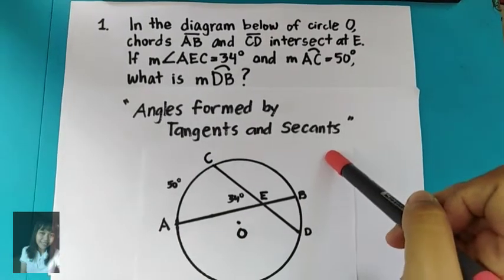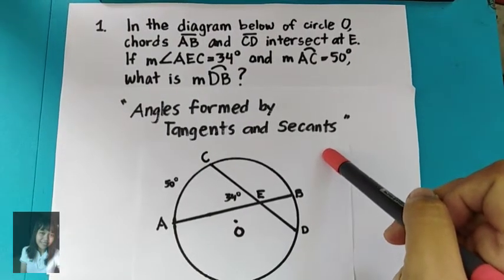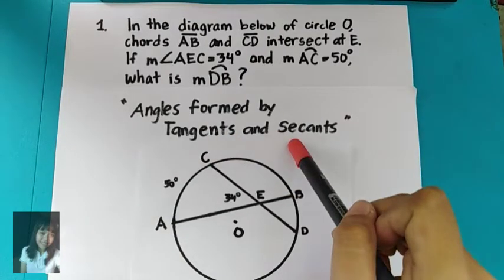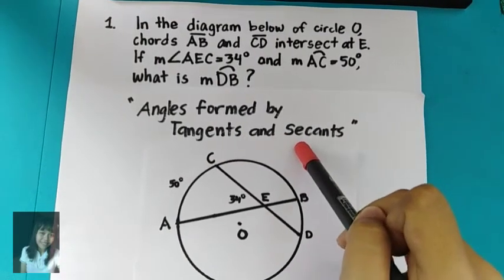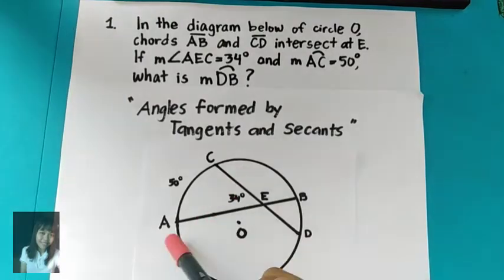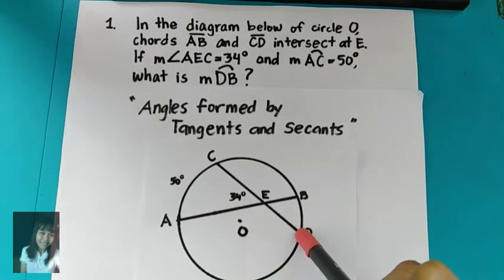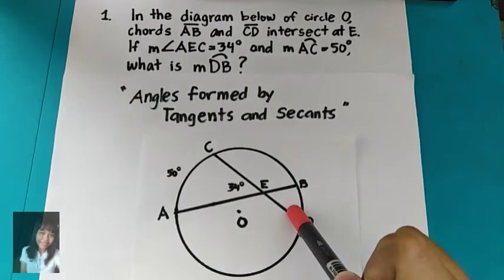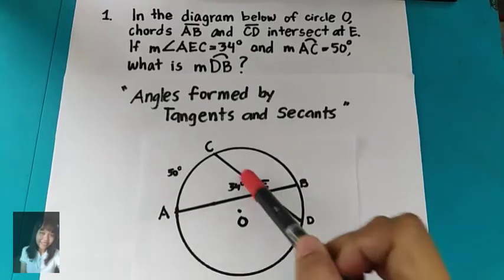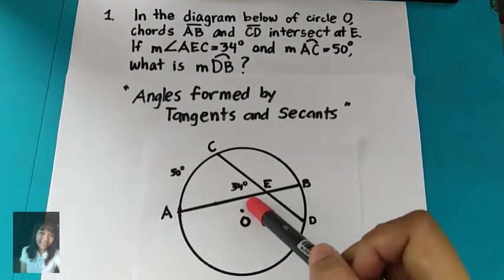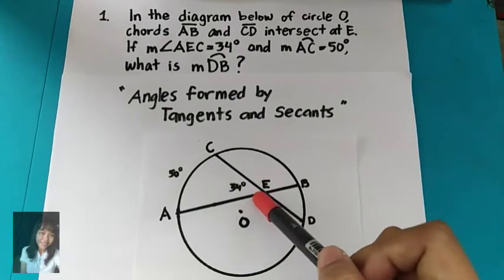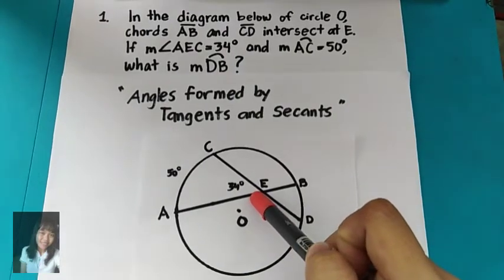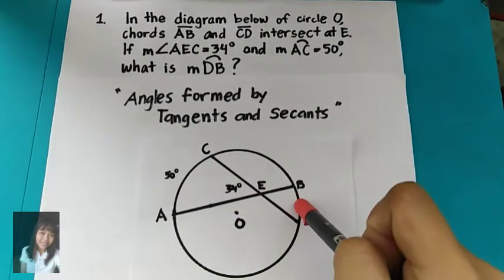In this problem, we can apply Theorem 2 of angles formed by tangents and secants. Secants are the lines that contain a chord. Since AB and CD are chords, they are also considered secants. According to the theorem, if two secants intersect at the interior of the circle, the measure of the angle is equal to 1/2 of the sum of the intercepted arcs.